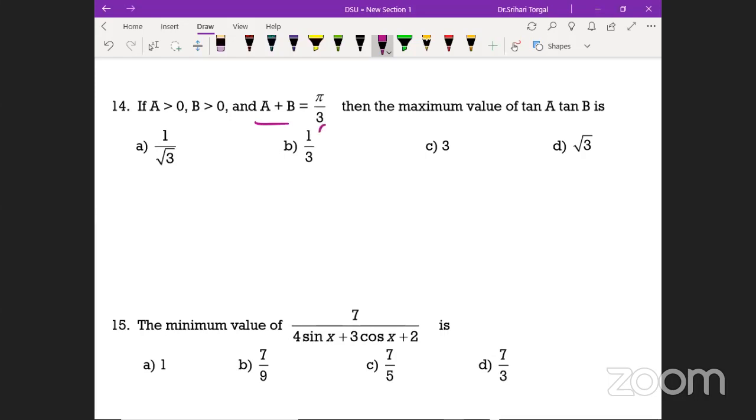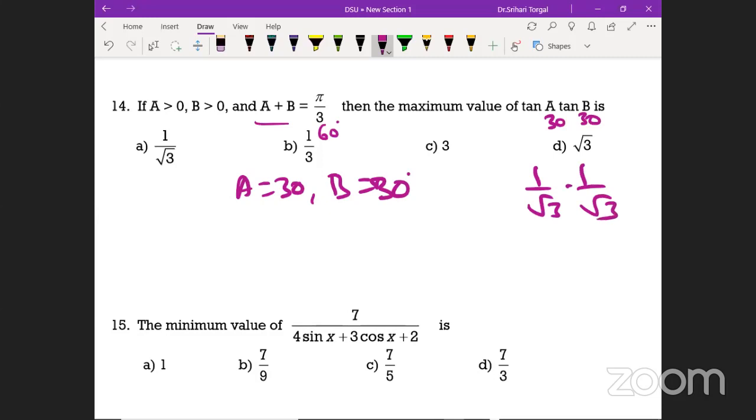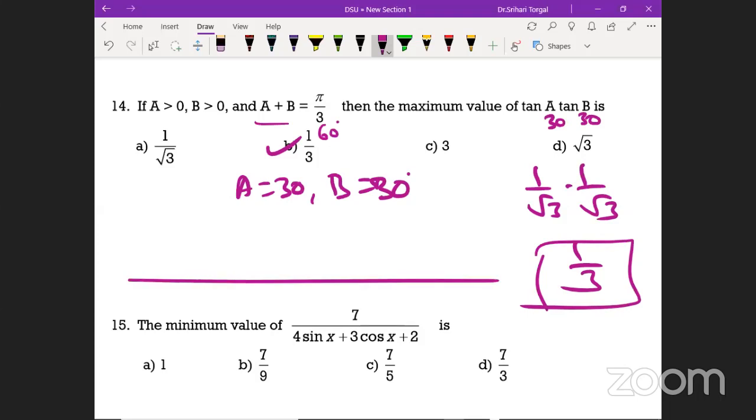Sum of two numbers is 60 degrees. Then A must be 30, and B is also 30. Tan 30 is 1 by root 3 into 1 by root 3. Answer is 1 by 3. It is not option C, Sharan. Tan 30 degrees is 1 by root 3.